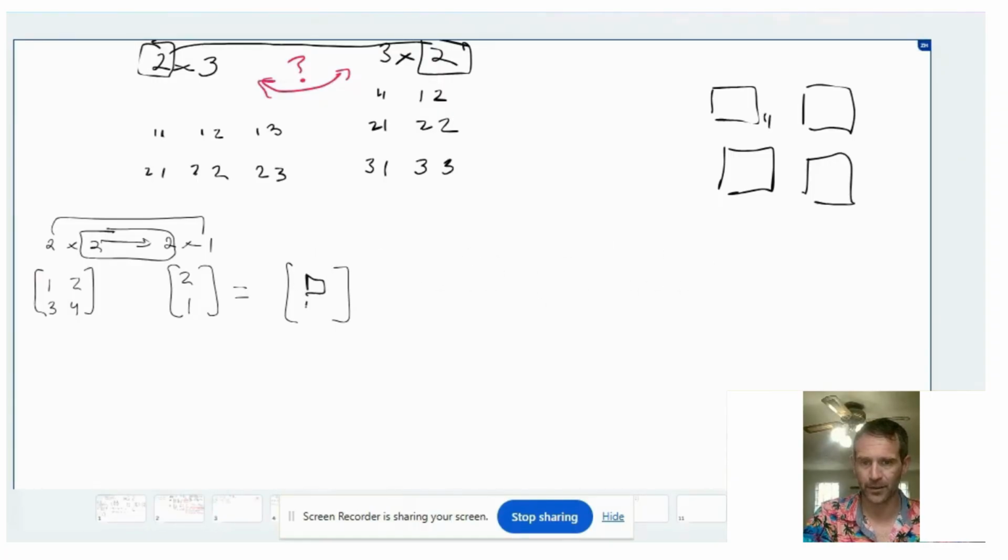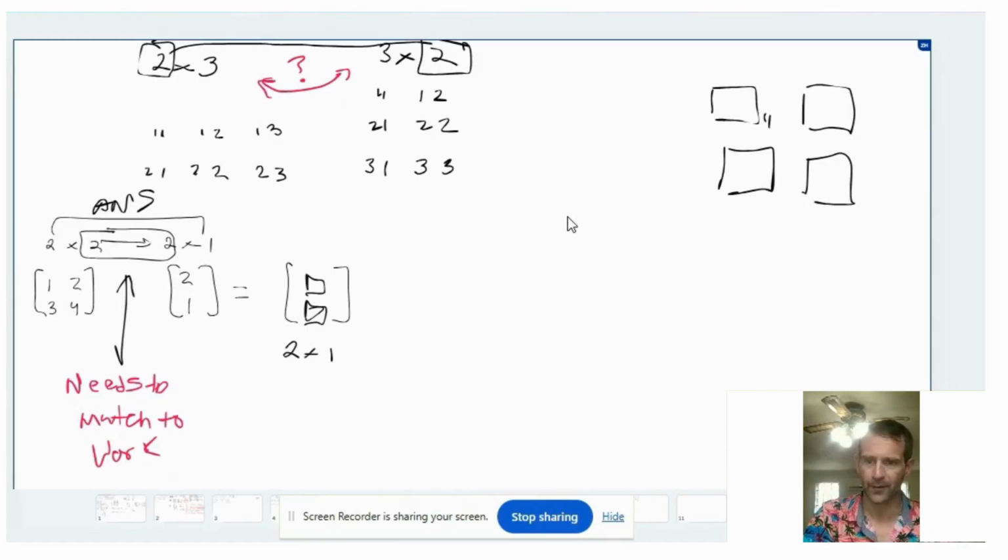So just to make that clear, that is going to give me a 2 by 1 answer, because this needs to match. So it's a 2 by 2 multiplied by a 2 by 1. Yeah. But let's try another situation.